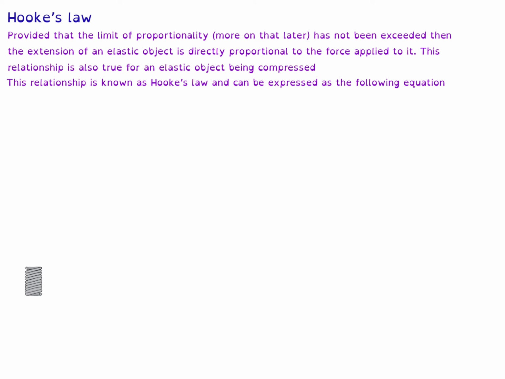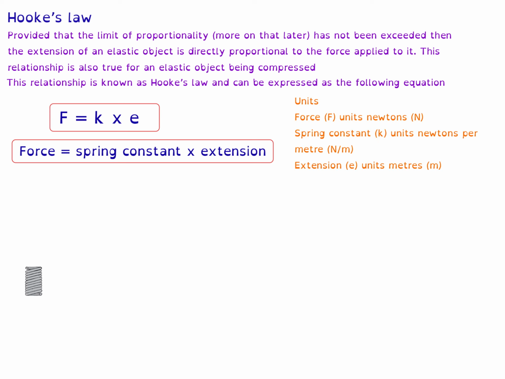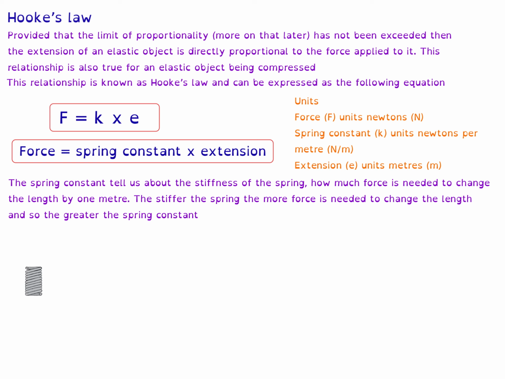This relationship is known as Hooke's law and can be expressed as the following equation: F equals k times e, or force equals the spring constant times extension. The units for force, F, are the newton, N, spring constant, k, its units are newtons per metre, extension, e, units metres. The spring constant tells us about the stiffness of the spring, how much force is needed to change the length by 1 metre. The stiffer the spring, the more force is needed to change the length, and so the greater the spring constant.